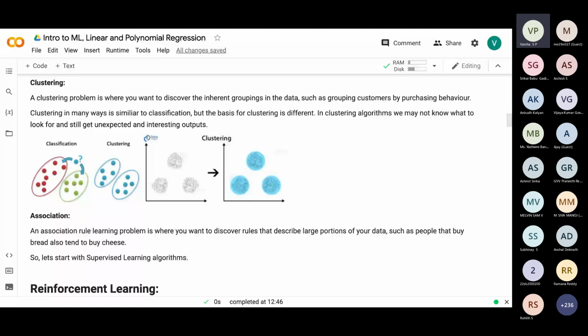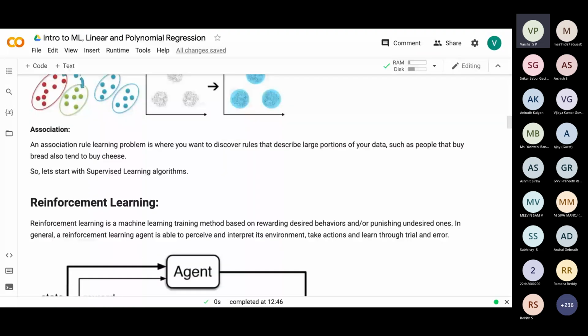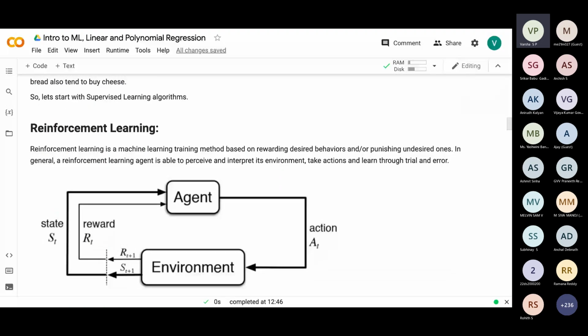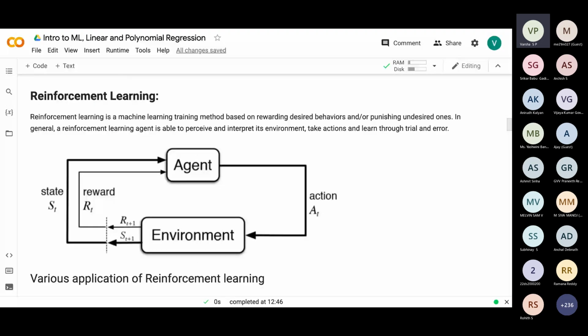So what it does is it will go through the data and come up with a larger data set of items which were seen as similar, or which were grouped into a similar classification. That is what association basically means. Now, moving on to reinforcement learning. So let's see what reinforcement learning means.